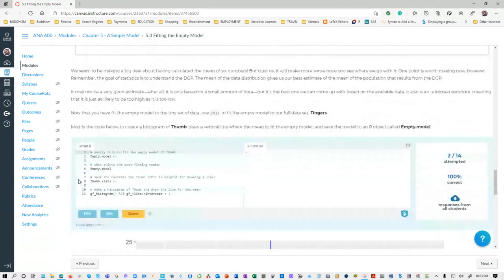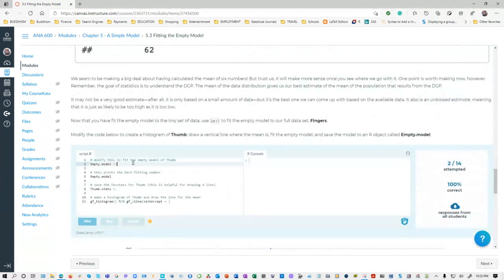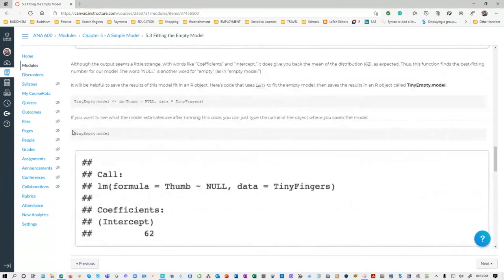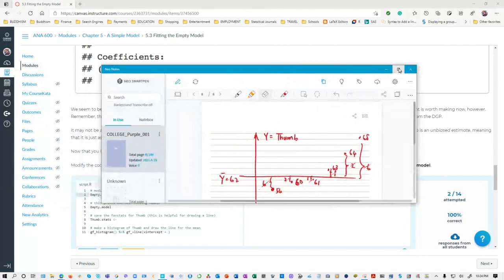Now we're going to do the same thing for the full model. They say go to the empty model, modify this to fit the empty model to thumb. This time, not the tiny empty model, we're going to give a name to the empty model. Means LM, you put the y first, which is thumb, then tilde. I'm not drawing the histogram, okay? This is how you write the model. Y first, thumb.